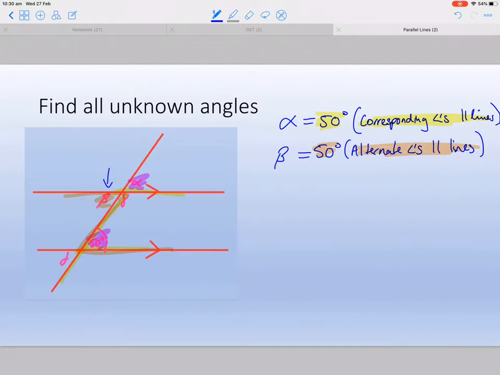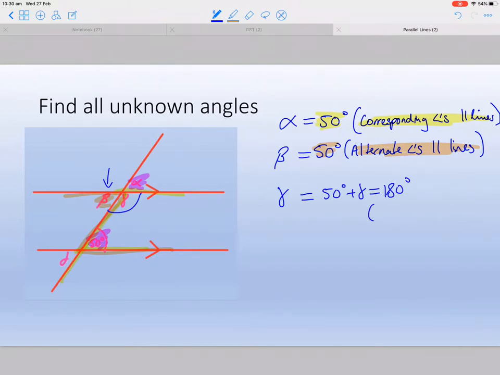Now, the last one I want to look at is this one here. It's called gamma. Now, gamma we don't know the answer of, but I know it looks like co-interior. And I know that 50 plus gamma will equal 180 degrees. So I'm going to write that out. 50 plus gamma equals 180 degrees.